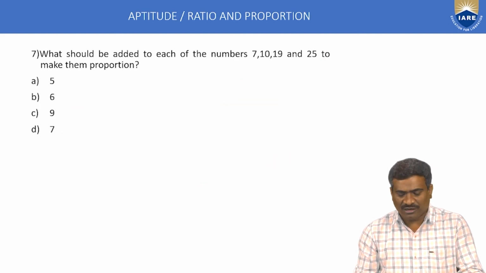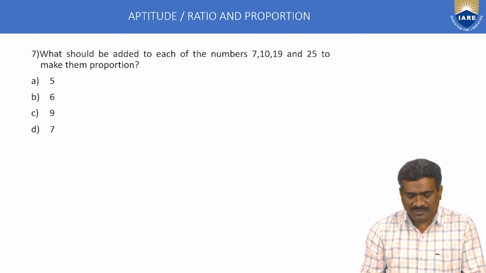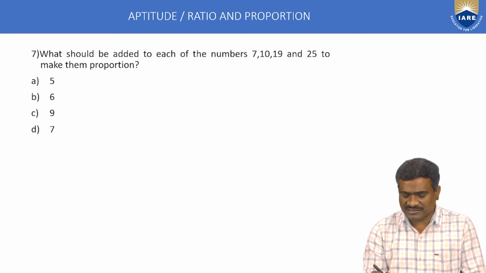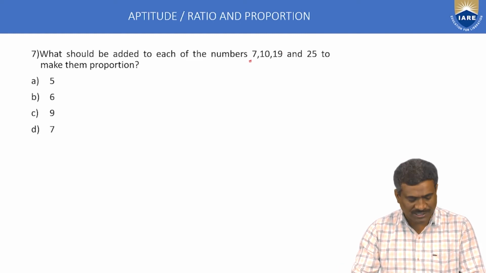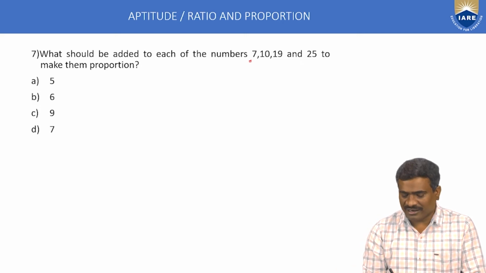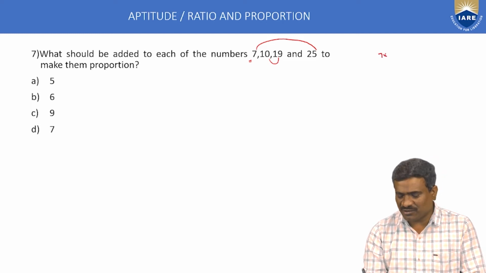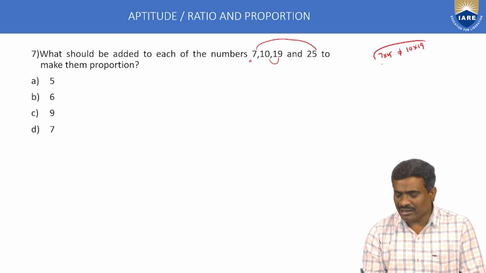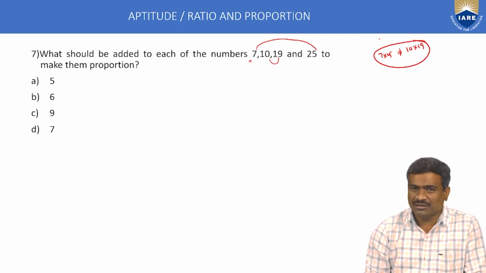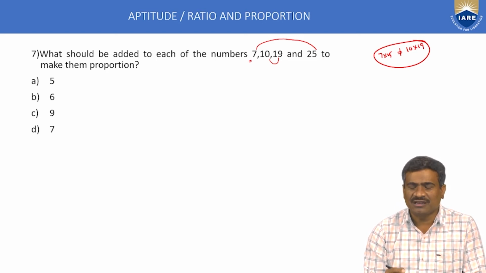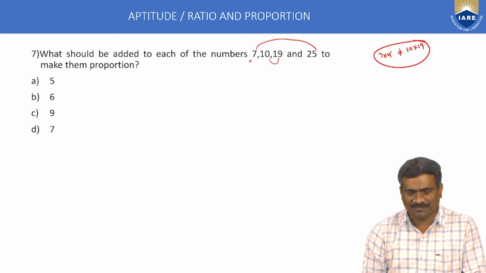Next, example number 7. What must be added to each of the numbers 7, 10, 19 and 25 to make them proportion? Option A 5, 6, 9, 7. Method: first, apply proportion. Product of extremes is equal to product of means. Is 7 into 25 not equal to 10 into 19? The above numbers are not in proportion because the product of extremes is not equal to the product of means.